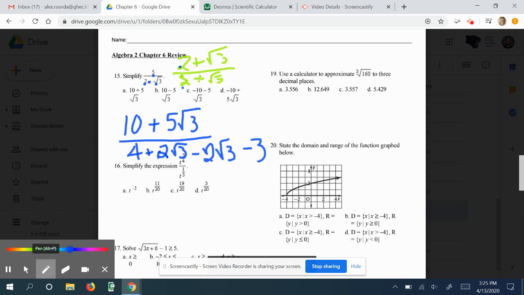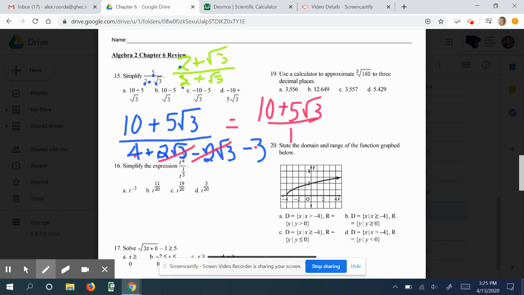And so then you'll notice, simplifying it out, 2 square roots of 3 minus 2 square roots of 3 go away. And 4 minus 3 is actually just 1. So I get 10 plus 5 square roots of 3 over 1. And so we normally don't write it as over 1. So the correct answer to this one is A.